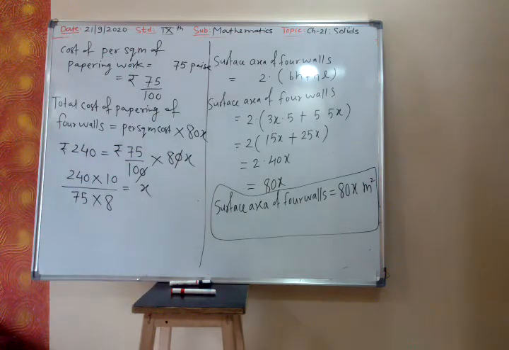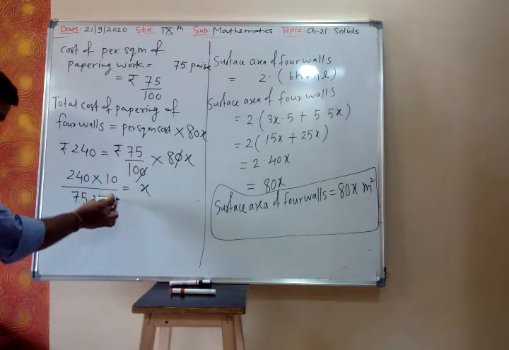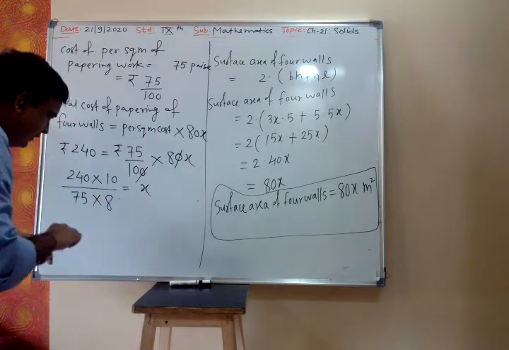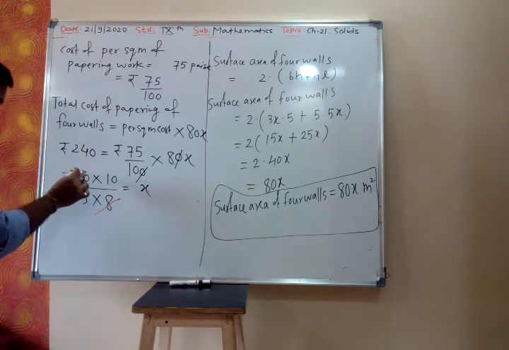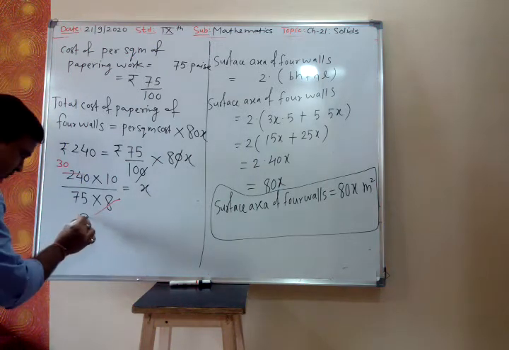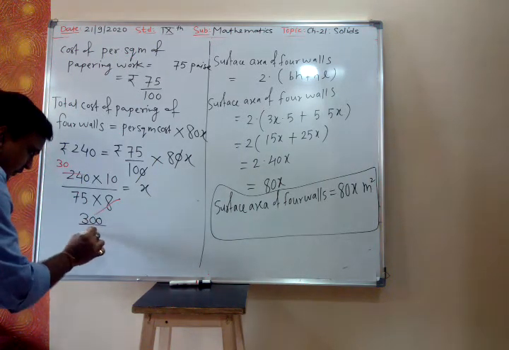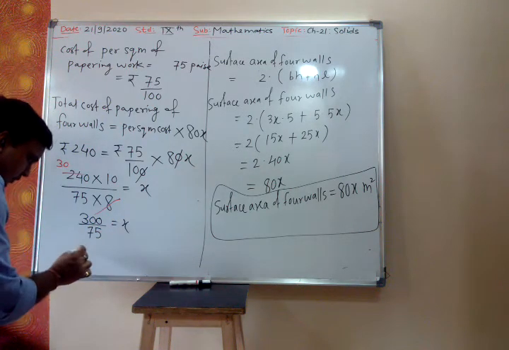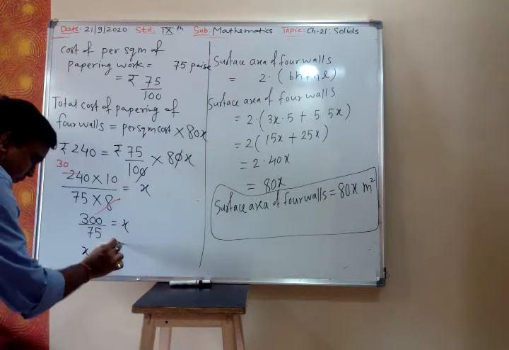Now you cancel. Cancel this. 75 into 8. So 8 you can cancel. 8 into 30. Then 300 upon 75. 300 upon 75 is x. So you will get x is equal to 4. Yes, x is 4.